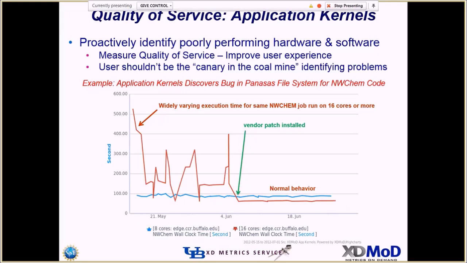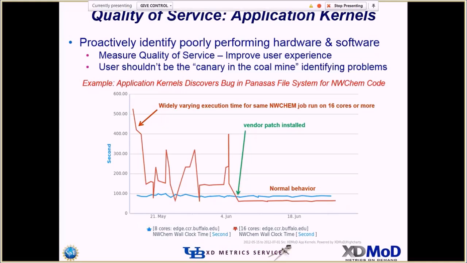But we had widely varying behavior for 16 cores. Sometimes the execution took much, much longer. Other times, anyway, it just varied widely. It turns out there was a bug in the Panasas file system. When NWChem went to check to see if a file system was available to write on, for some reason it would hang sometimes and it wouldn't come back, or take a long time to come back. And it took us a while to track it down. Once we did, we contacted Panasas and they released a patch to their parallel file system that went not only to us, but to other users.